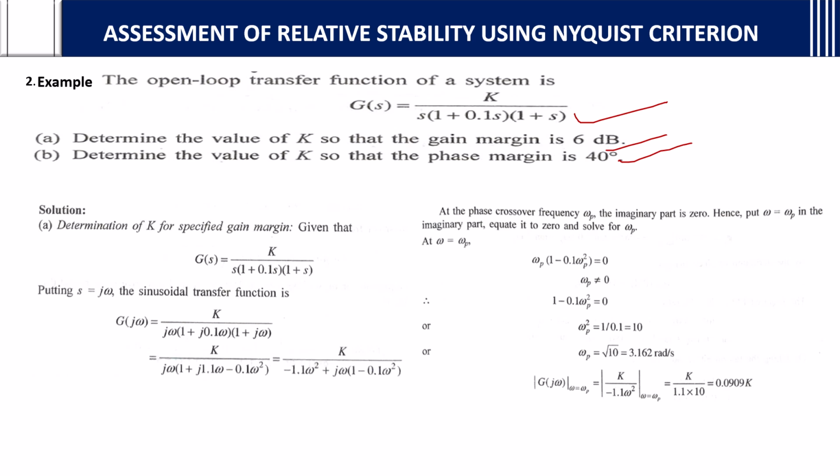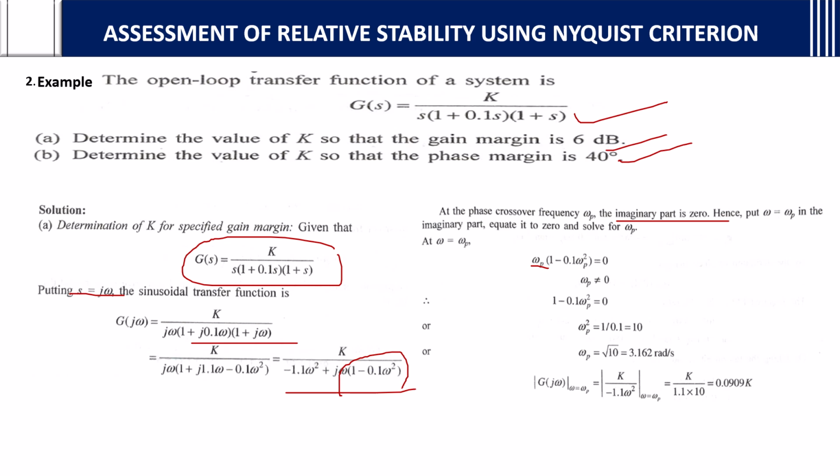Given that G of S is as given, put S equals J omega and convert to K by J omega into (1 plus J 0.1 omega) into (1 plus J omega). If you go on simplifying by multiplying inside, you will get an equation. Then at the phase crossover frequency, what do we find? The imaginary part will be 0. The imaginary part is omega into (1 minus 0.1 omega square), where omega equals omega p.